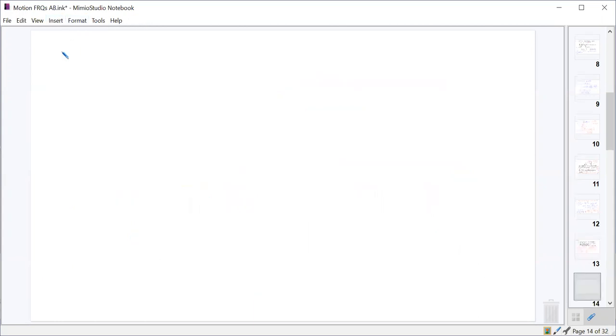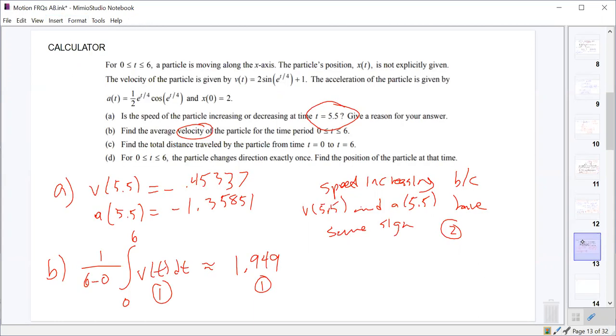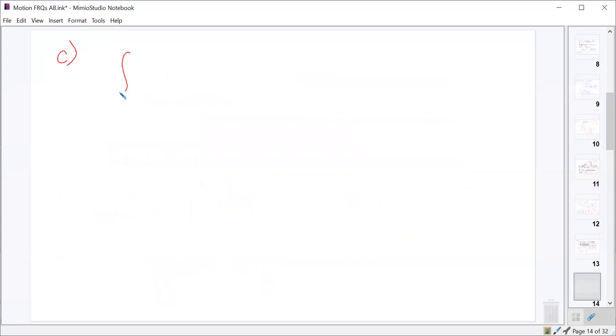All right. Part C. Find the total distance traveled. So how do we find the total distance traveled? We integrate the speed. And how do we get speed? Speed is the absolute value of the velocity. So part C should just be the integral from 0 to 6 of the absolute value of the velocity. It was 0 to 6 that they asked for, right? That came out to be 12.573. 1 for the integral, 1 for the answer again.